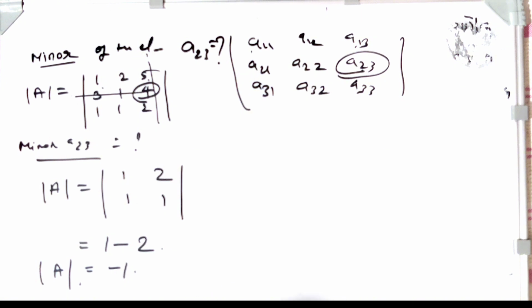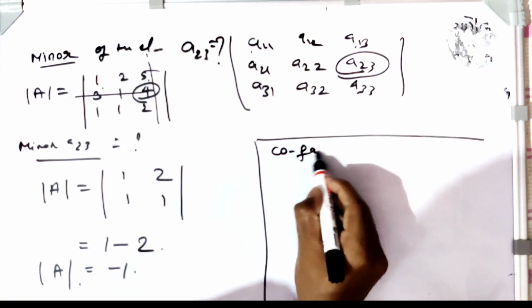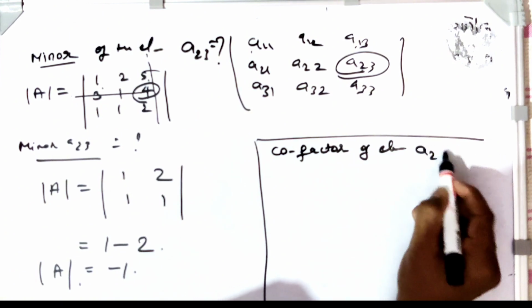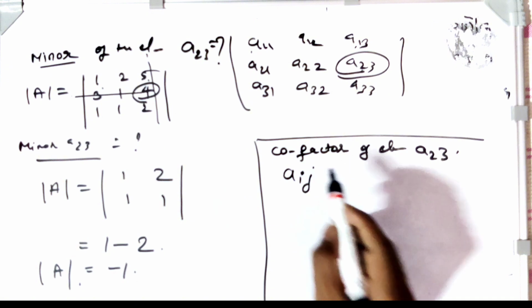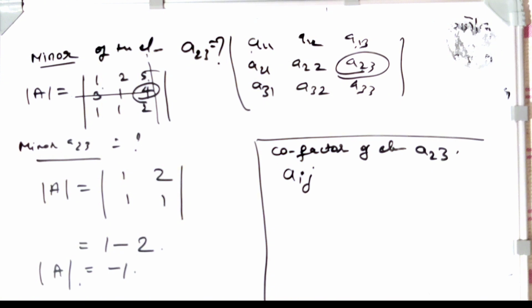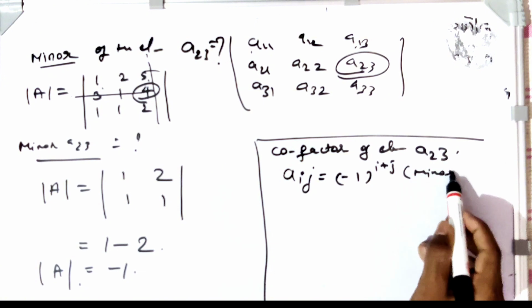Similarly, for cofactor we have a formula: minus 1 to the power of i plus j, into the minor. This is the formula for cofactor. I'll explain with an example, for the same problem, the cofactor of element A23. When you are asked to find the cofactor of the element Aij, the formula is minus 1 to the power of i plus j into the minor of that element.